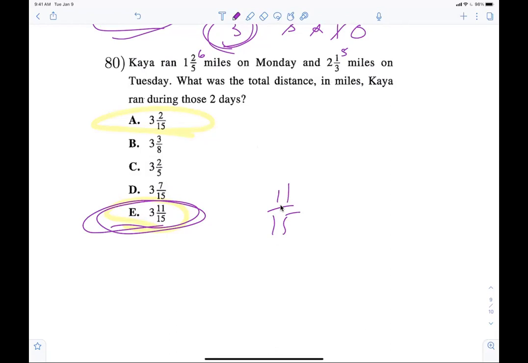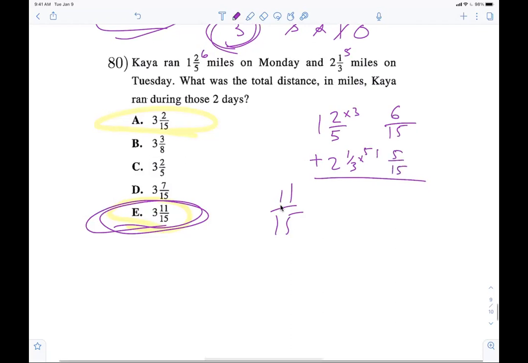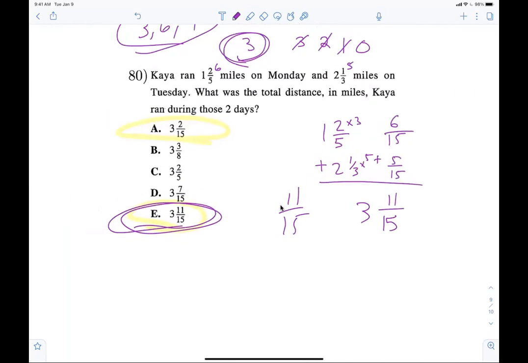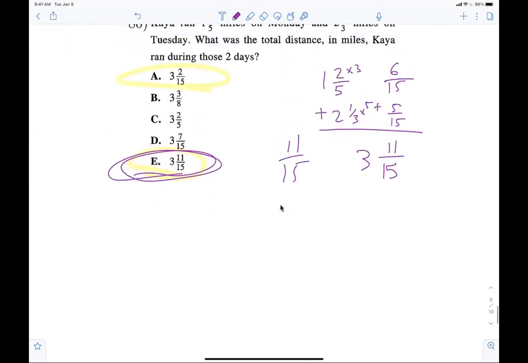What? I don't get how you got 11 over 15. Listen, I'm okay with this. You're just taking 1 2/5 plus 2 1/3. The common denominator is 15. So I multiply this by 3, multiply this by 5. That gives me 5 over 15. And then as I'm adding, 5 plus 6 is 11. And 1 plus 2 is 3, right? Any issues with that? No. All right. So that's the end.